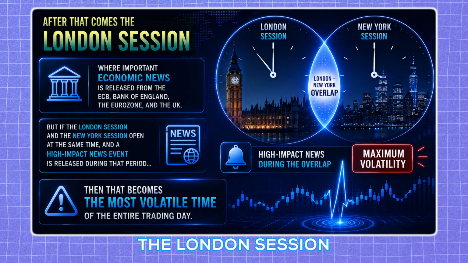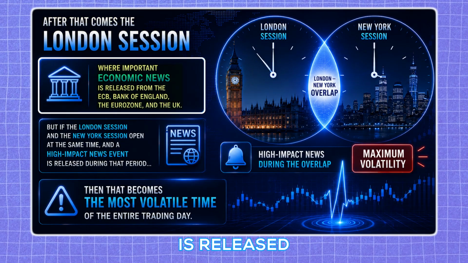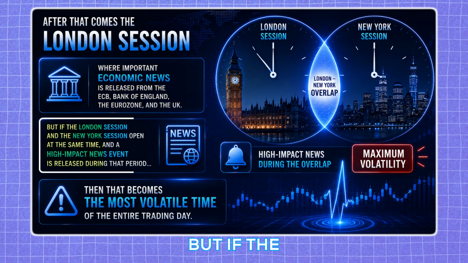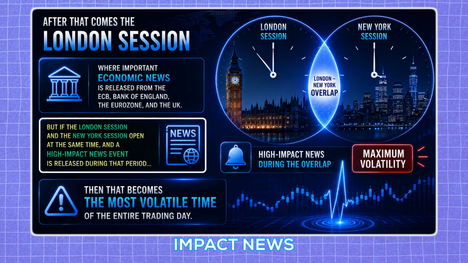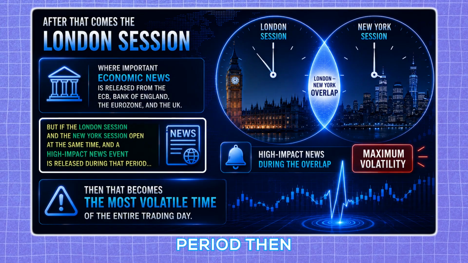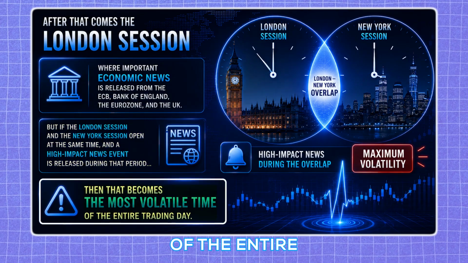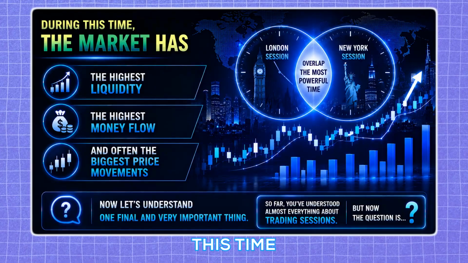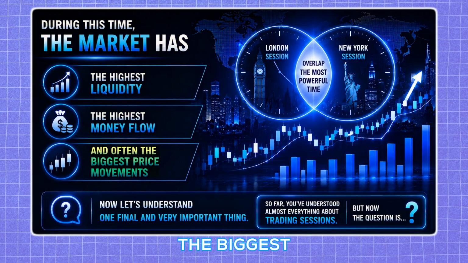After that comes the London session, where important economic news is released from the ECB, Bank of England, the Eurozone, and the UK. But if the London session and the New York session are open at the same time, and a high-impact news event is released during that period, then that becomes the most volatile time of the entire trading day. During this time, the market has the highest liquidity, the highest money flow, and often the biggest price movements.